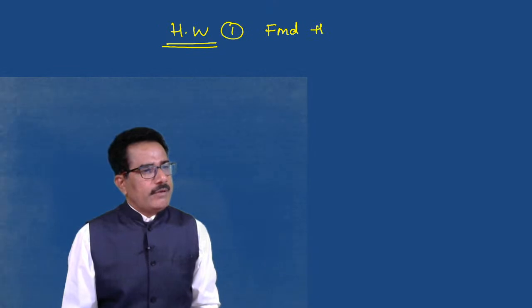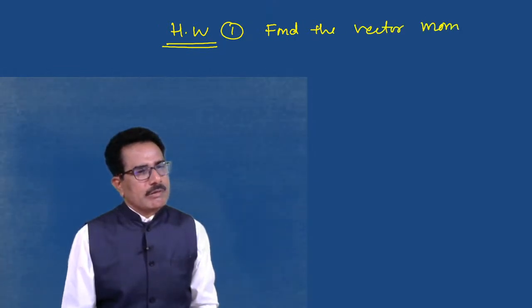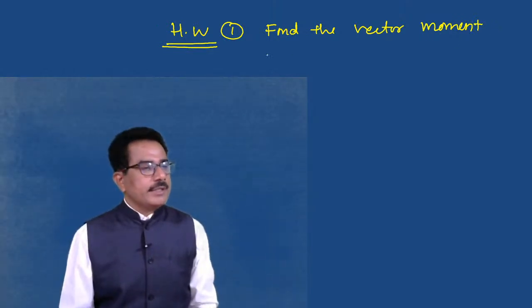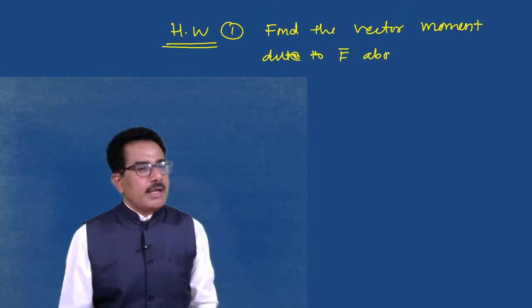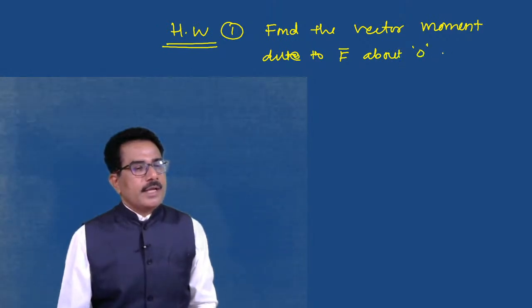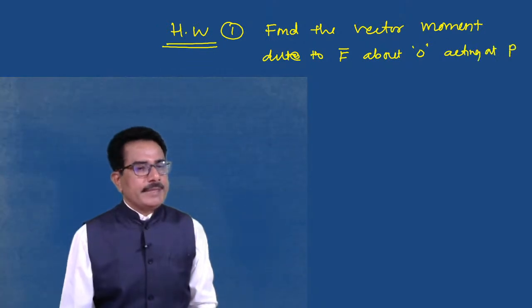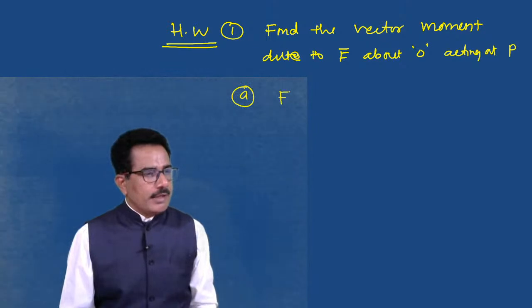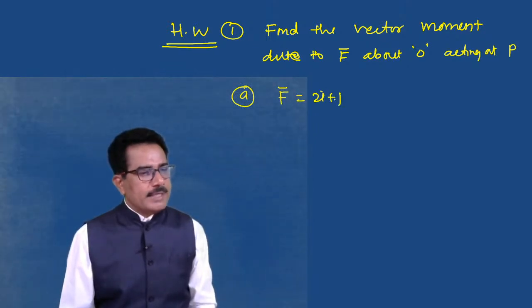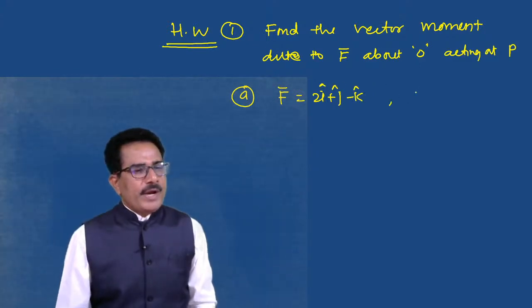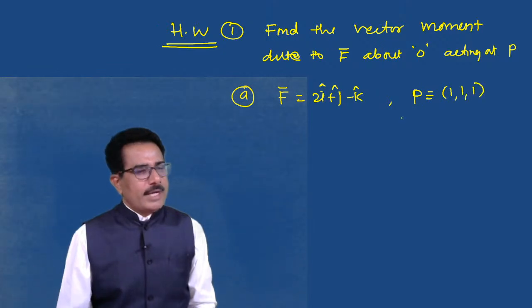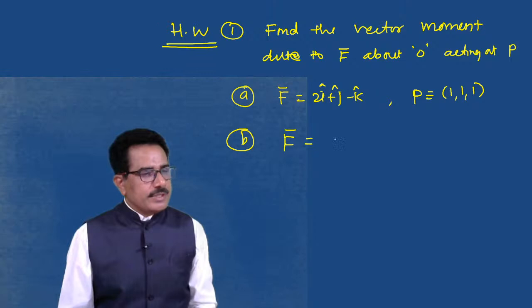Okay, I am giving homework. Find the vector moment due to F bar about O acting at P. Okay, so in this, the first problem: F bar is equal to 2i plus j minus k and the point P is given as 1 1 1. Second problem, F bar is equal to minus 2j plus 3k.